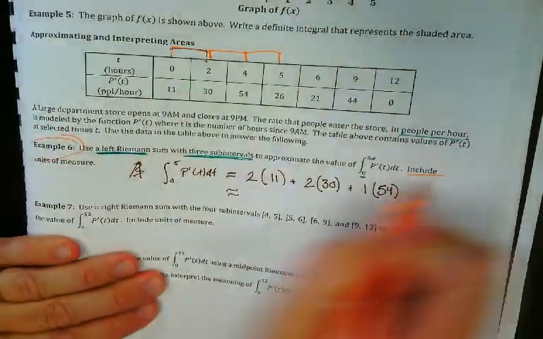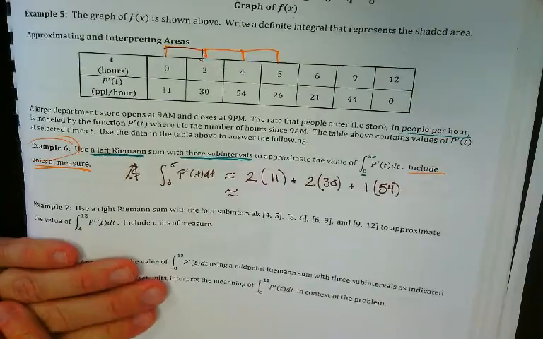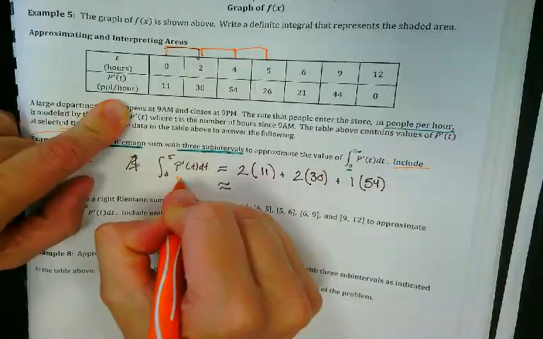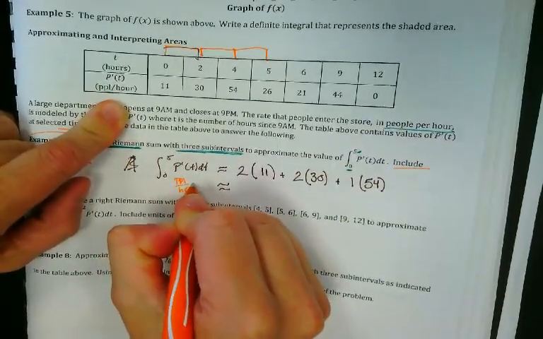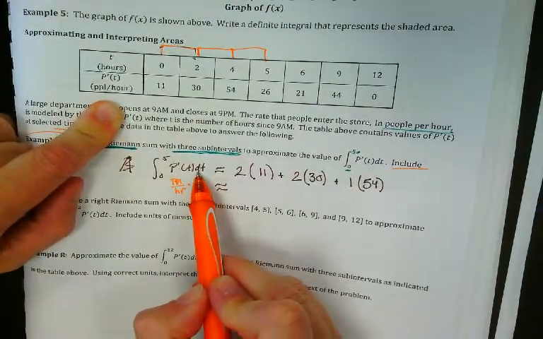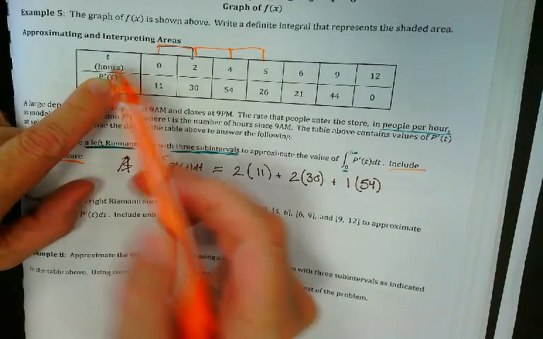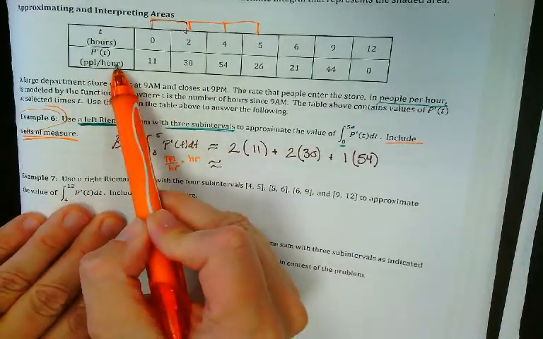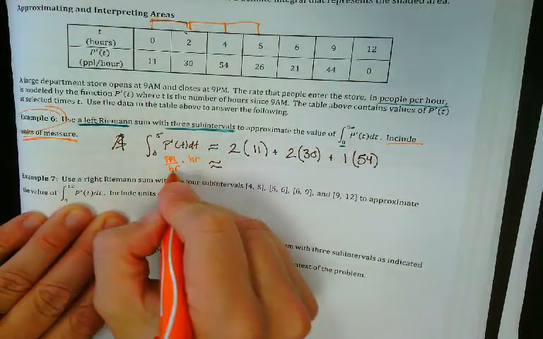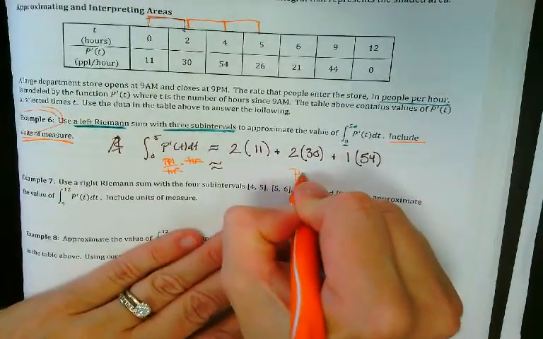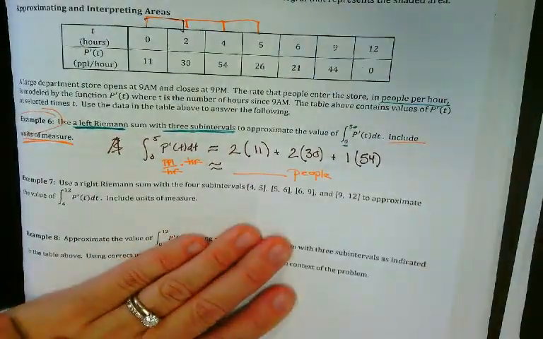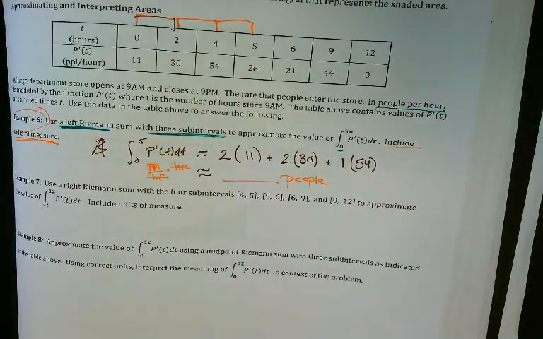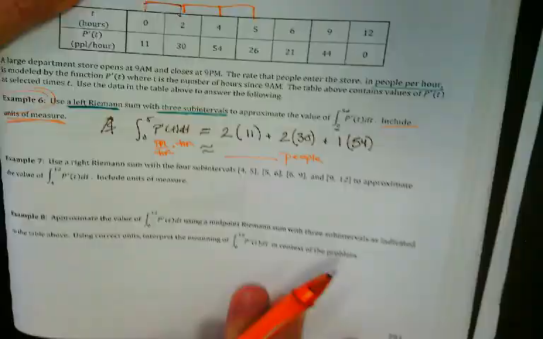Okay, now it does say indicate units of measure. So again, just to be clear, we are doing a rectangle. So we're doing base times height. P prime of t is measured in people per hour. And we're multiplying by the change in t, and t is measured in hours. So we are doing people per hour times the hour. So we are getting the change in people. So whatever number we get, that represents the amount of people. All right. Again, I really don't care about the number. I know we can multiply.